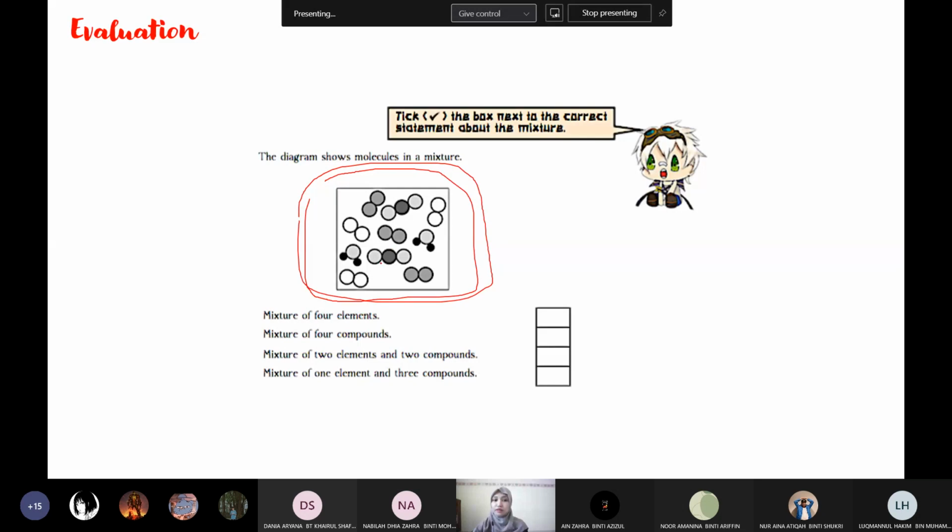Which one describes this diagram more accurately? This is a mixture of what? Element. So this is an element, this is an element. And then we have compounds here as well. So which one is correct? 1, 2, 3 or 4? Maybe 3. Okay, number 3. Number 4. A mixture of 4 compounds. There are 4 compounds here.